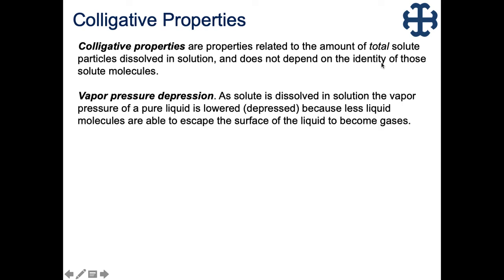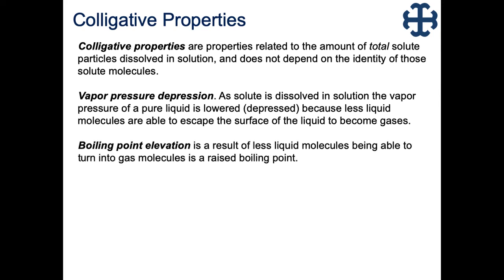So the ones we're going to talk about in Gen Chem here are vapor pressure depression. So we talked about vapor pressure last week as basically the pressure of gas above a liquid that is in equilibrium. And as our solute dissolves, our solution's vapor pressure is going to be lowered or depressed relative to that of the pure liquid. Okay? The reason is because we have fewer liquid molecules that are able to escape the surface of our liquid and become gases, and so that is what vapor pressure depression is. We'll talk a little bit more about that in this video.